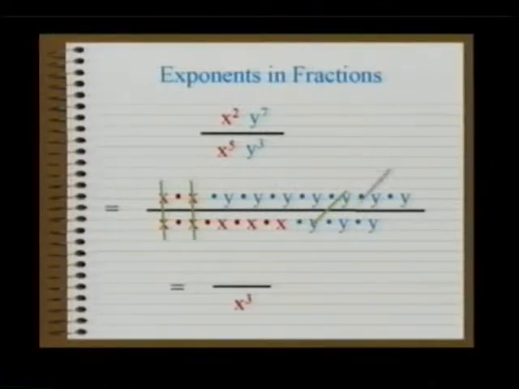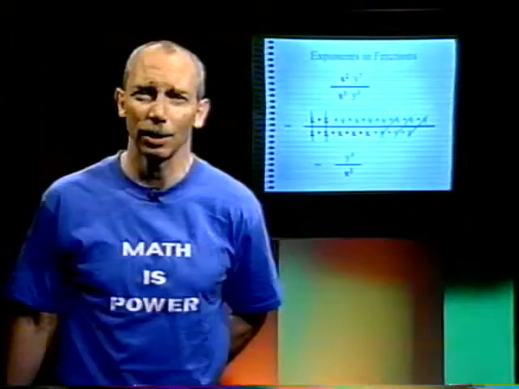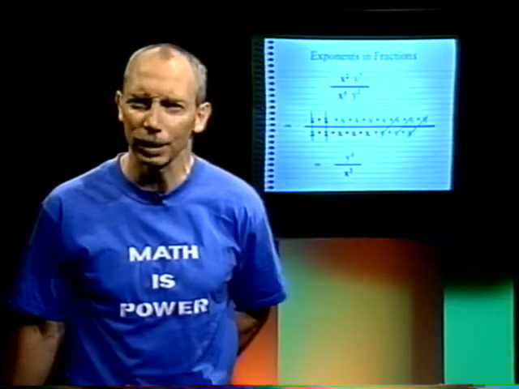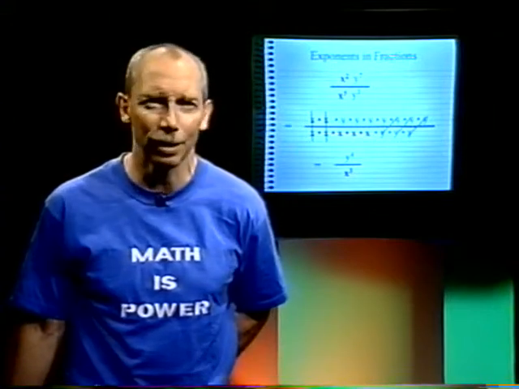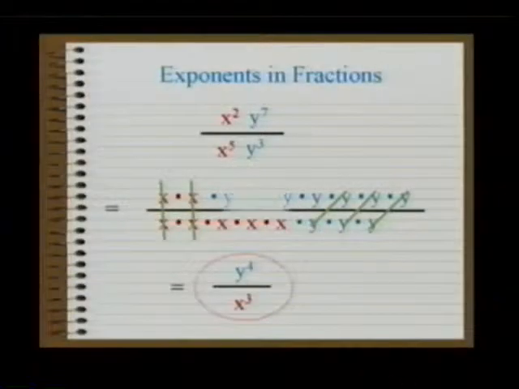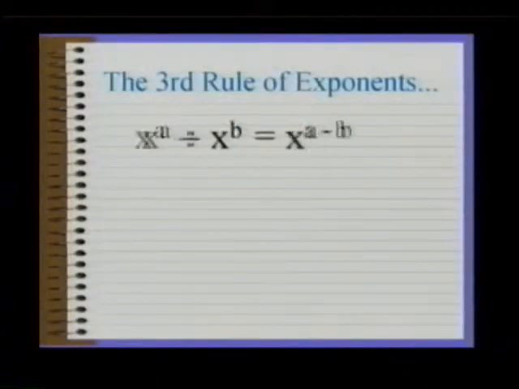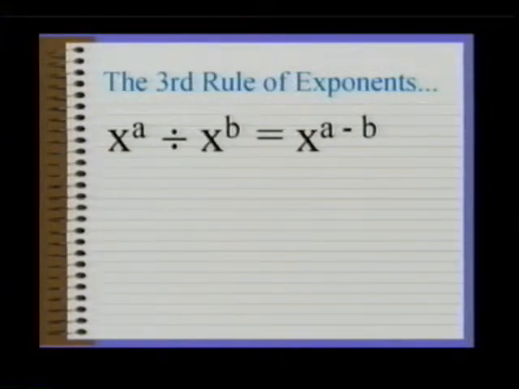And canceling whatever y's, let's see, what are we going to be left with? Looks like 4 y's in the top. Okay, now that's a lot of writing. There's got to be, remember that there was a rule for this, so I didn't have to write all those out and cross them out. And that was our third rule of exponents, that x to the a divided by, just like a fraction, x to the b, is x to the a minus b.